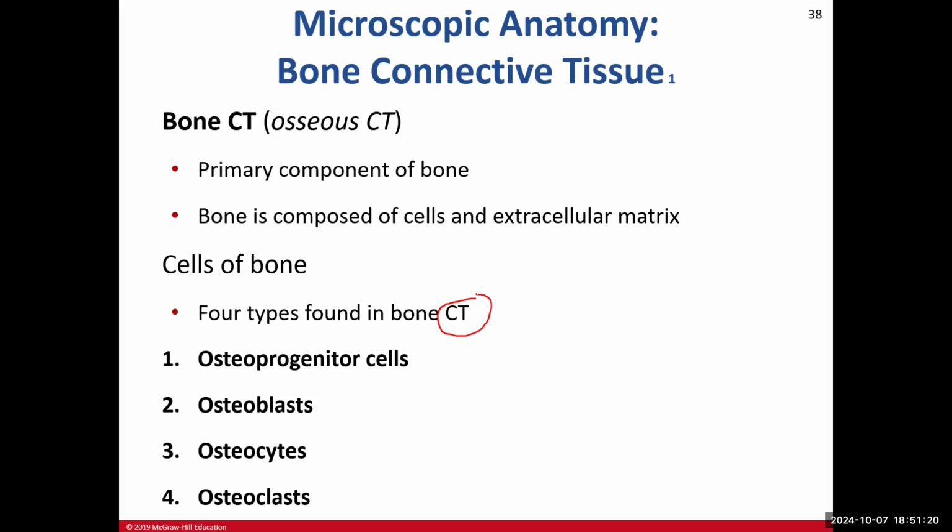So we're going to start off by talking about the cells. And then we'll talk about the extracellular matrix. We'll talk about the different protein fibers and the ground substance here. So let's start off with our cell types. So you have osteoprogenitor cells, then our osteoblasts, then the osteocytes, and then the osteoclasts. Those are the 4 cell types that we're going to discuss in this chapter.